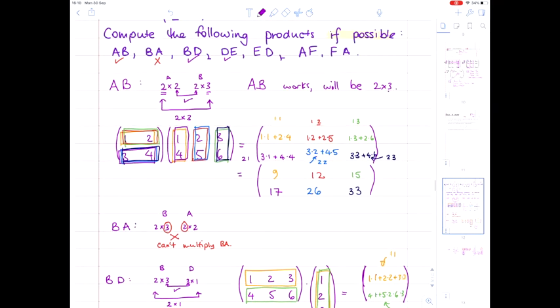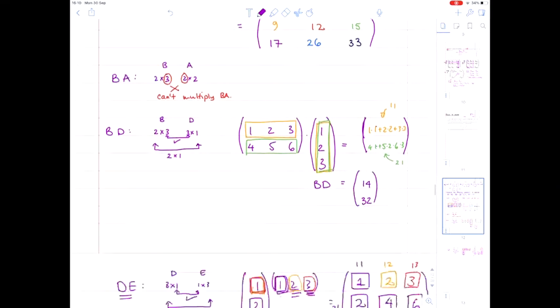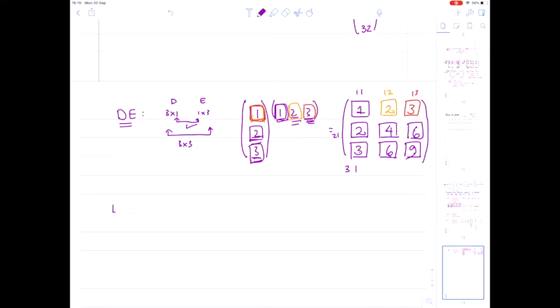So we were able to do that. If we head back here, we got that. How about E times D? Let's think about that. So E times D, now we have a 1 by 3, and we want to multiply that by a 3 by 1. Well, our inner dimensions match, so that's fine. What is it that we're going to get? Well, we're going to get a 1 by 1.